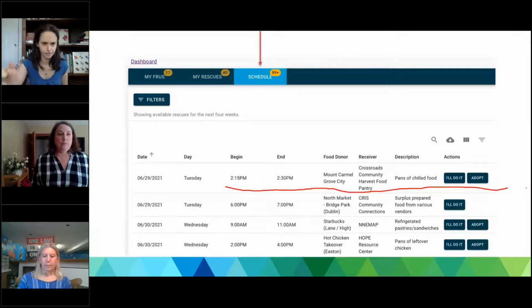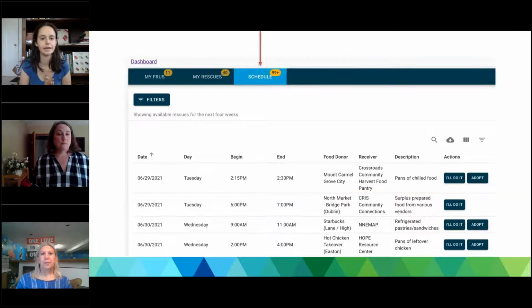And actually in the one that is directly below Mount Carmel, you can see what happens if someone has adopted a rescue and needed to let it go for one day. The person who usually does the Tuesday North Market Bridge Park had to release it for this particular Tuesday. So someone can say, I'll do it this week, but they're not able to sign up to do it every week because someone's already got that covered. It's really that easy.